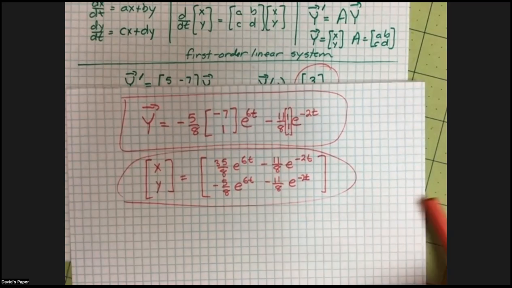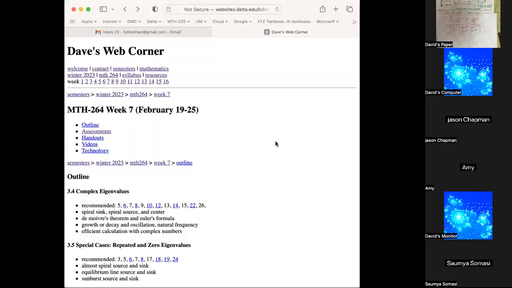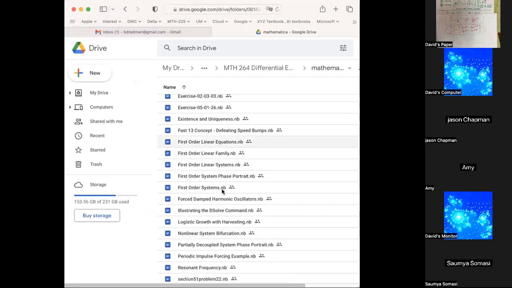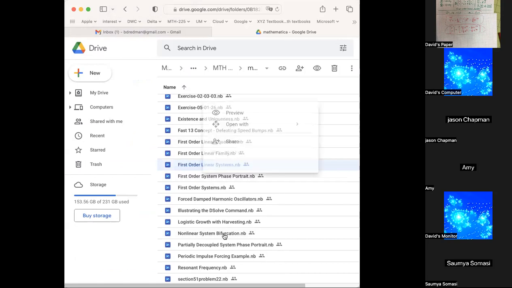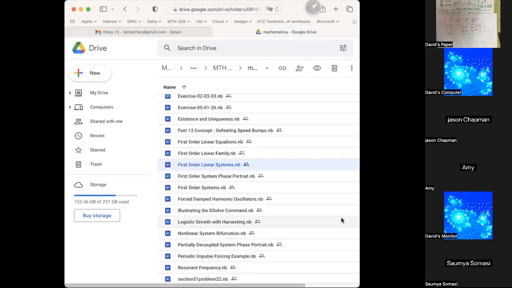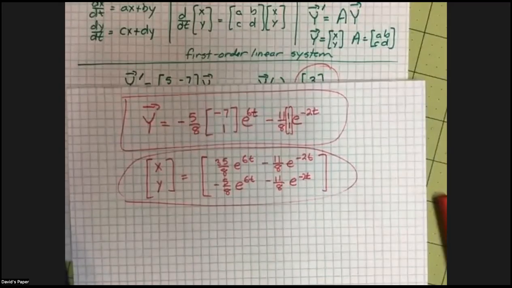to see the solutions. So what I'm going to do is download that sheet I shared with you. Here on our week 7 page, I just want to download a clean copy from my Google Drive folder, First Order Linear Systems. I'm going to download this. Make sure you get First Order Linear Systems and not First Order Systems. Right here. Download. Got it. Open it up, put it on my desktop, and then we will take a look at it. Got it. And I'm going to go backwards. Stop sharing this. Good.